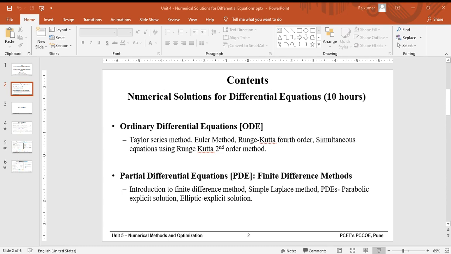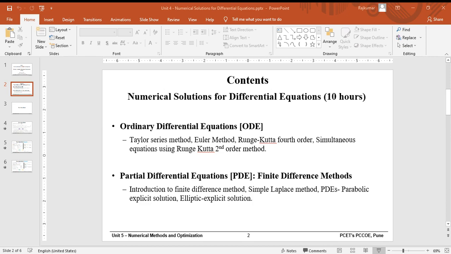Again, this unit is divided into two sub parts. One is ordinary differential equations and the second one is partial differential equations. In case of ordinary differential equations, we will see Taylor series method, Euler's method, Runge-Kutta method, that is of fourth order, and solving simultaneous equations using Runge-Kutta second order method. So there are four methods that will be discussed in ODE, and in case of partial differential equations, we will be emphasizing only on finite difference method.